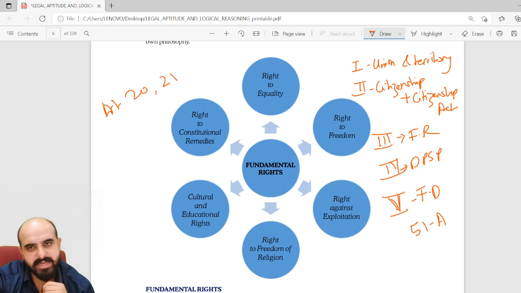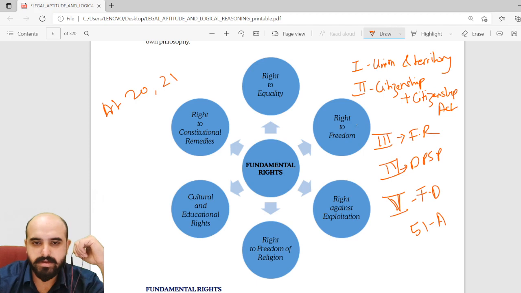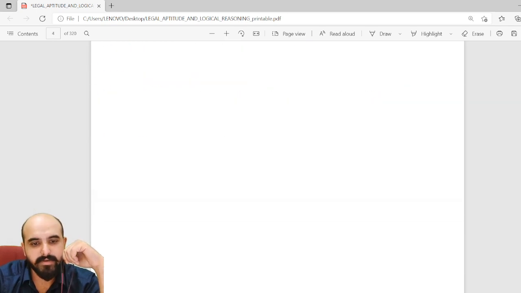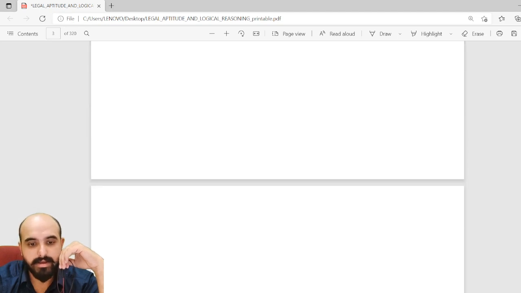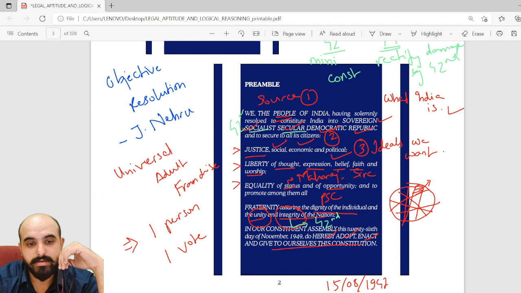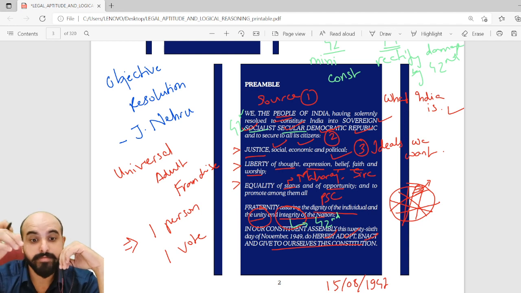Now, we shall deal with fundamental rights in the next class. As of now, I gave you a brief overview about it. We dealt with the preamble. What do you mean by the preamble? We basically dissected the entire preamble for you guys, right? I'm just going through a quick recap. A lot of MCQs will come from this small paragraph. I hope you will memorize the preamble.